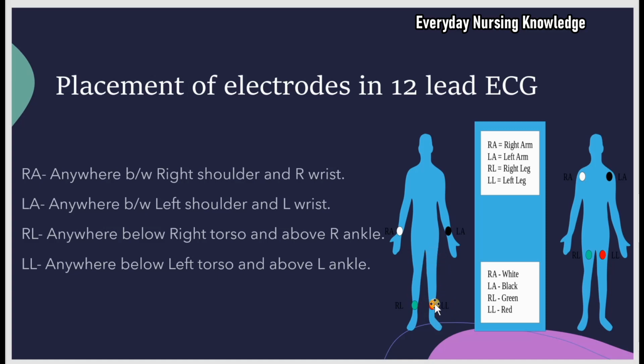When you are placing limb leads, you should always make sure there is uniformity in placement. For example, if you are placing RA above the right wrist, make sure you are placing LA also above the left wrist. If you are placing RA on the upper arm, LA should also be on the upper arm.